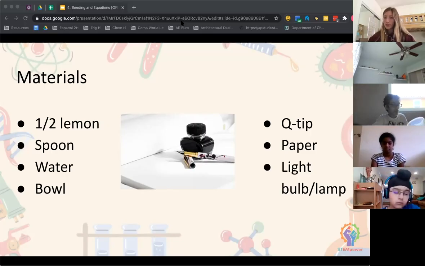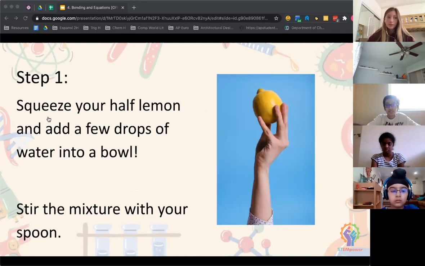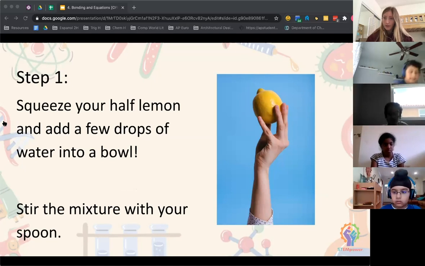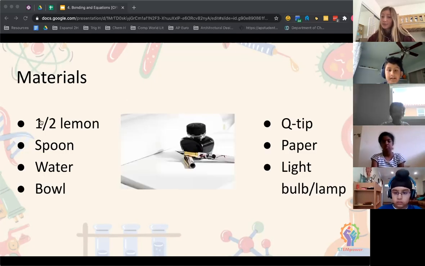Okay, so I think we are waiting for Nikhil, but I think he is getting the materials. While we wait for him, the first step is to squeeze half a lemon and add a few drops of water into a bowl. So again, oh, hi Nikhil, do you have all the materials?